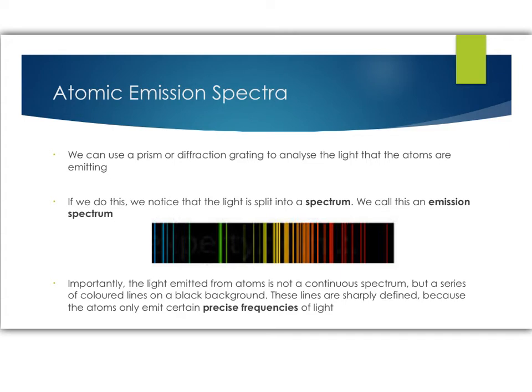So remember, when you heat up atoms, they emit light. The light that they emit is only at certain precise frequencies, and if we split up that light, we see that it's a series of coloured lines on a black background that we call an atomic emission spectrum.